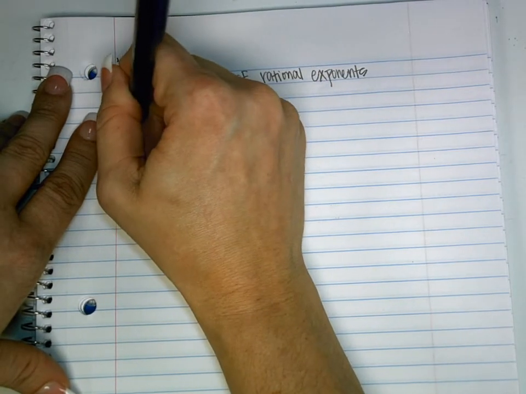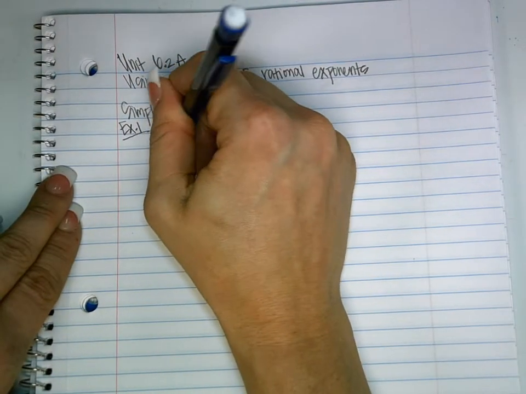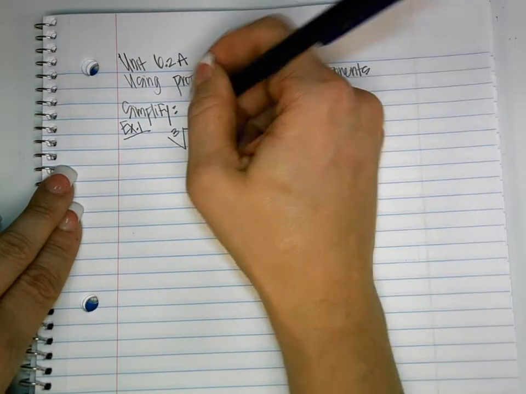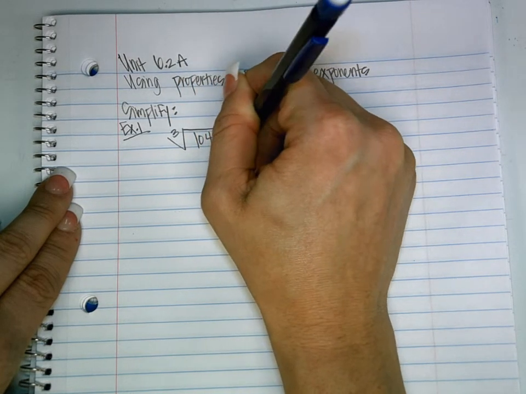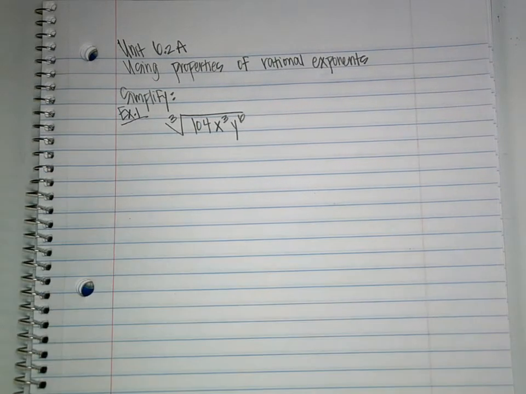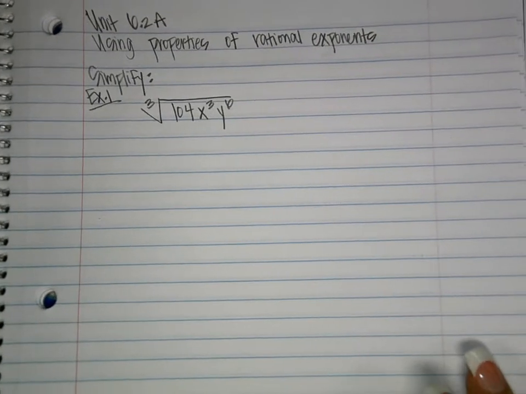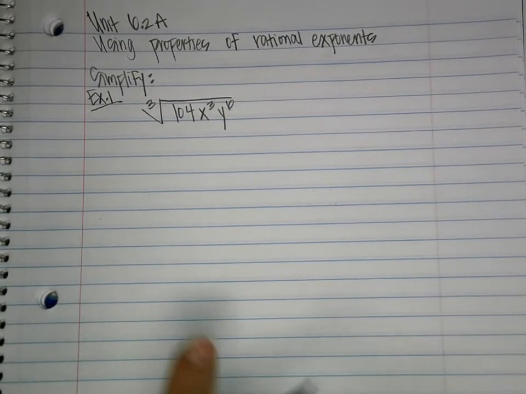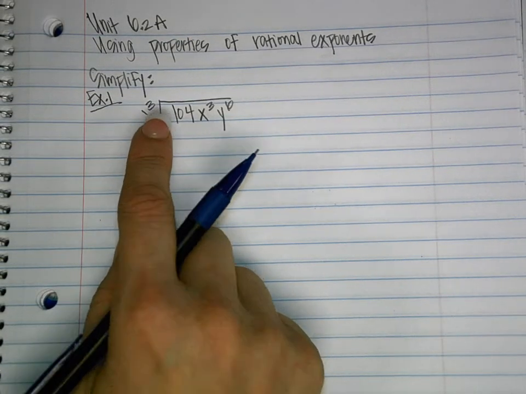For example number 1, I would like you to simplify the cube root, so 3 is in your handle, of 104 x to the third y to the 6th. Zoom that in. That means we need to have identical things in groups of 3. So we're just going to break everything down.